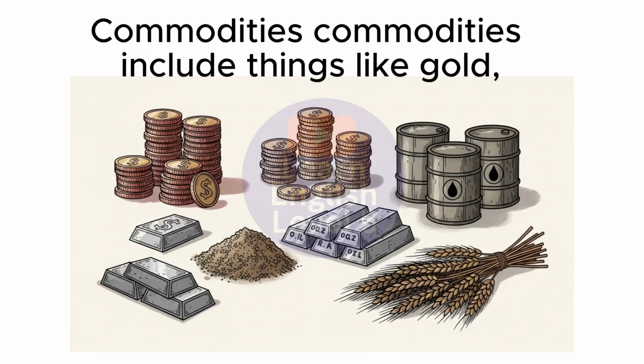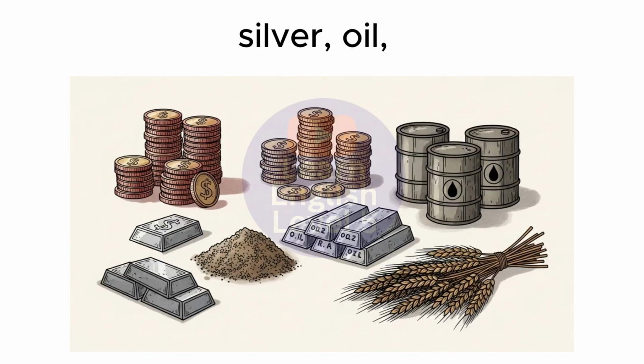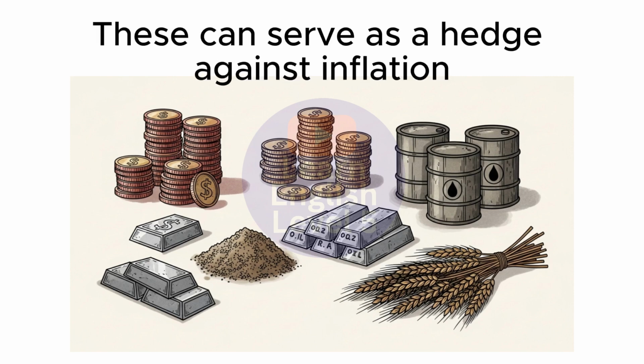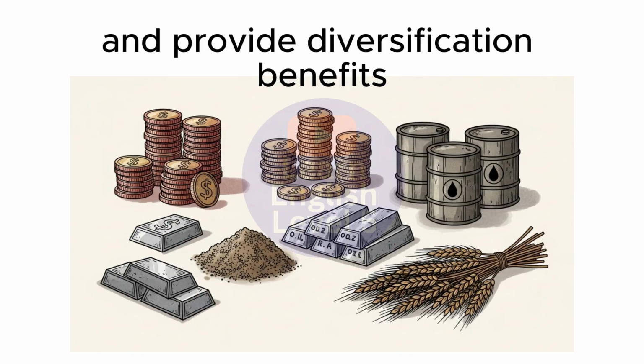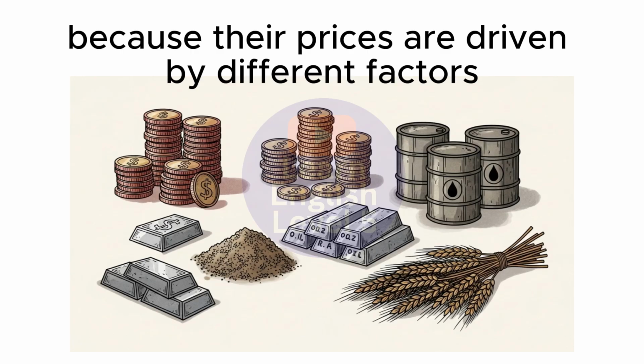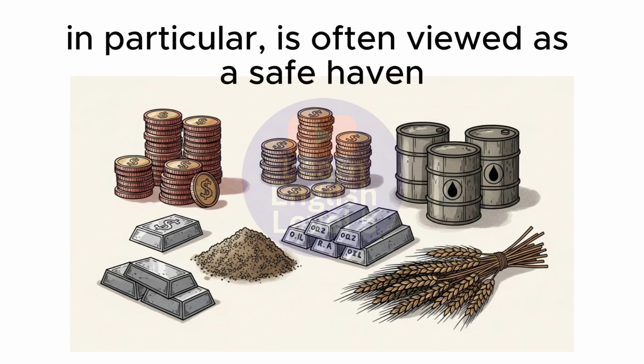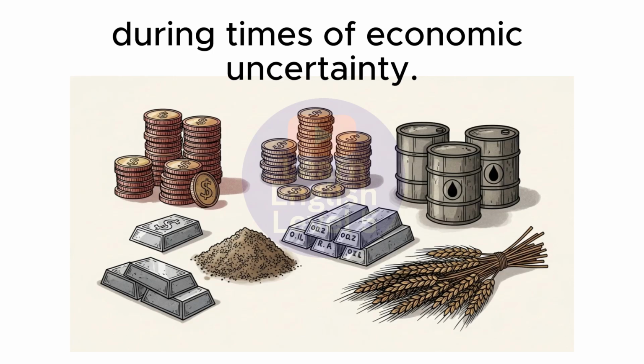Commodities. Commodities include things like gold, silver, oil, agricultural products, and other raw materials. These can serve as a hedge against inflation and provide diversification benefits because their prices are driven by different factors than stocks and bonds. Gold, in particular, is often viewed as a safe haven during times of economic uncertainty.